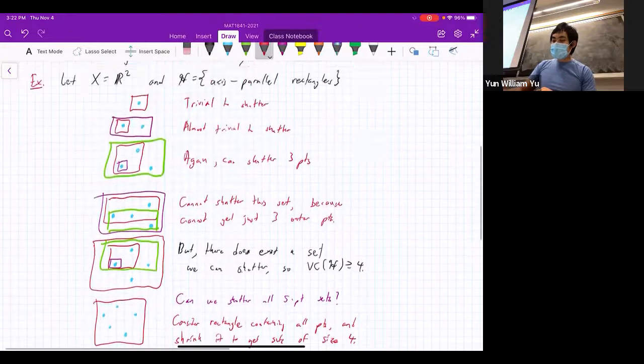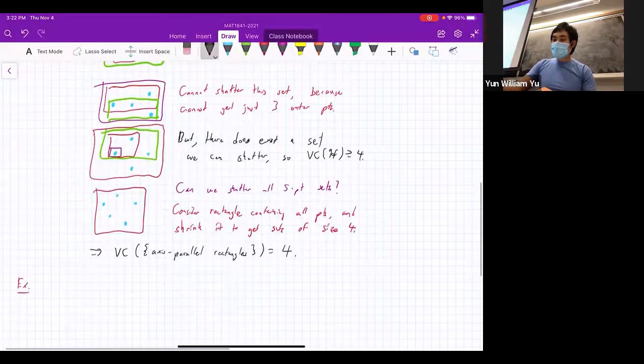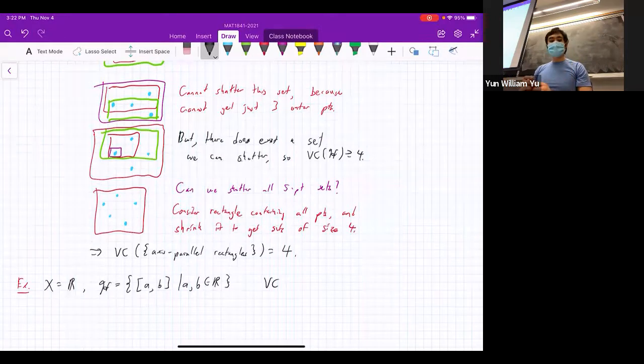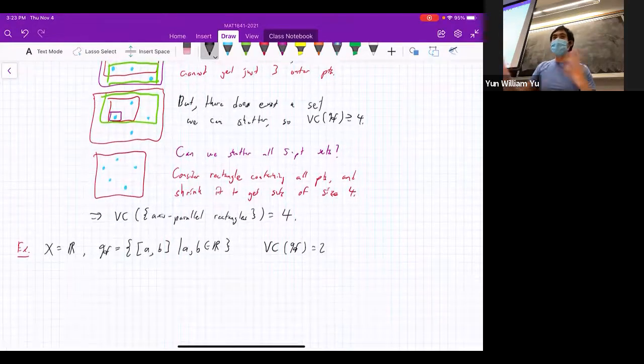Let's give a couple more examples. Let's say x is equal to the real line, and let's say h is equal to closed intervals on the real line. Well, what's the VC dimension of this? The VC dimension of this is actually only 2, because if you have 3 points, you can't ever get the 2 side points but not the middle one. It's the same sort of argument, but a little bit easier because you don't have to worry about the different directions.